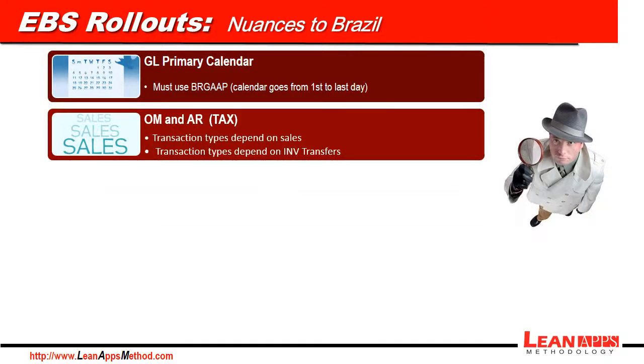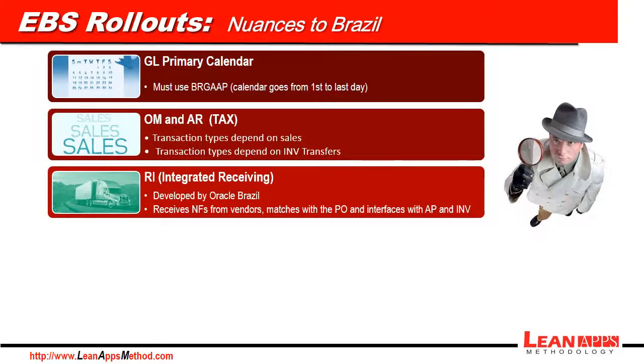Third nuance has to do with integrated receiving module, which is a module developed by Oracle Brazil almost 2 decades ago, and it became a product sold by Oracle Brazil. Its purpose is to function as a liaison among PO, accounts payable, inventory, and third-party tax solution module. It's a mandatory component for Brazilian rollouts. I will soon explain how it works.